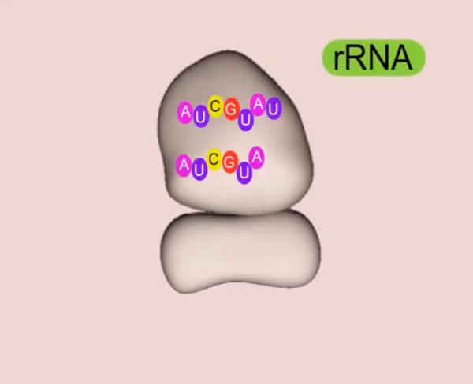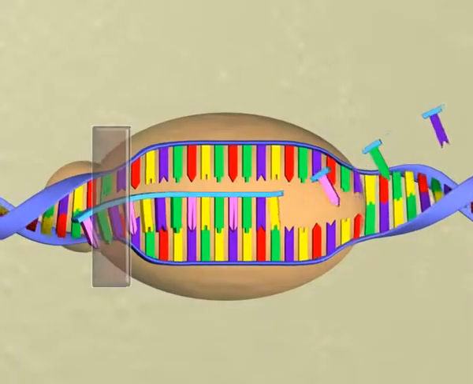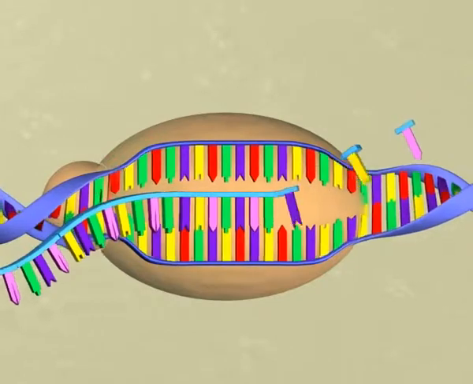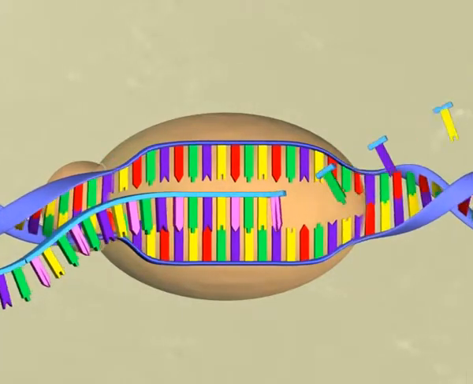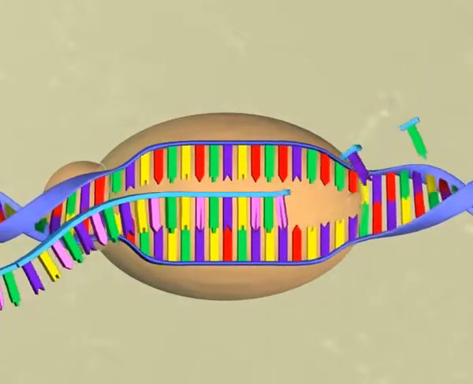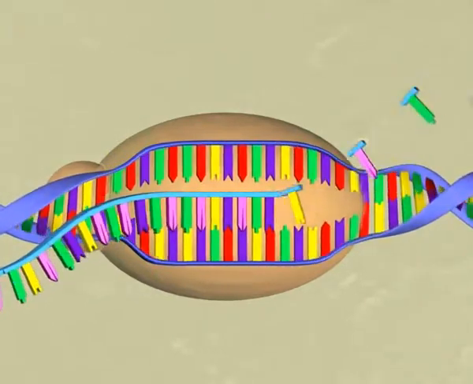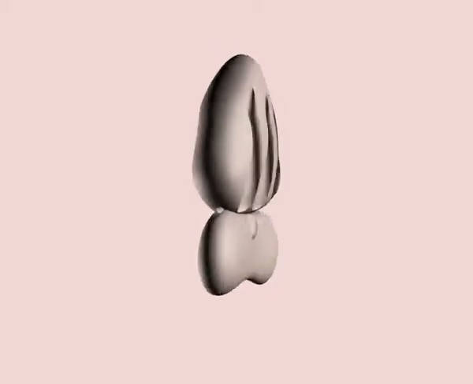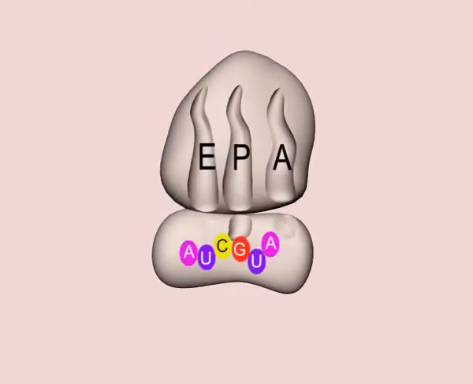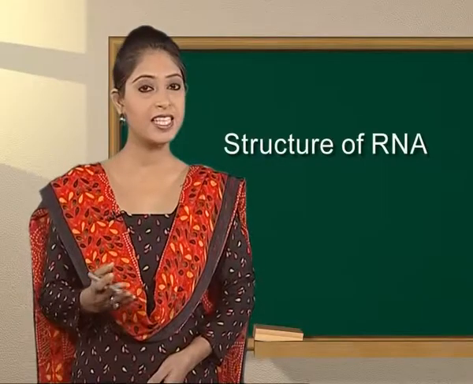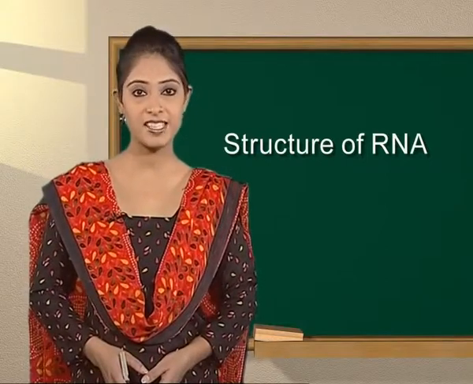Here is rRNA, means ribosomal RNA. It is also transcribed from DNA but is not a code carrier. It binds protein and mRNA to provide the site for protein synthesis. This brings us to the end of the lesson.